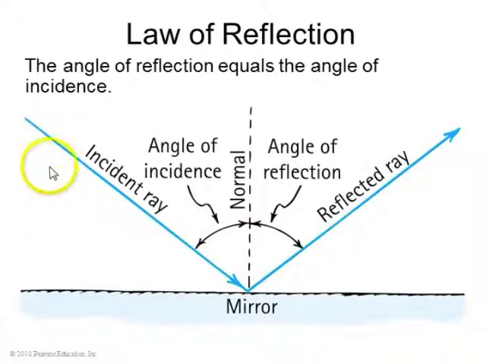The law of reflection states that if you have an incident ray of light, that will form an angle of incidence between that ray and the normal, or perpendicular to the surface, and that angle is equal to the angle of reflection between the normal and the reflected ray.